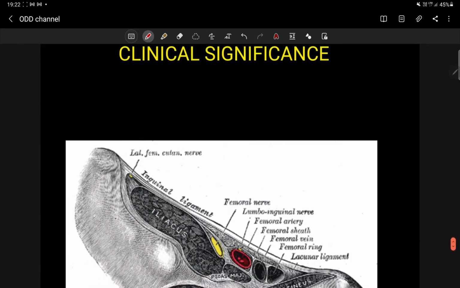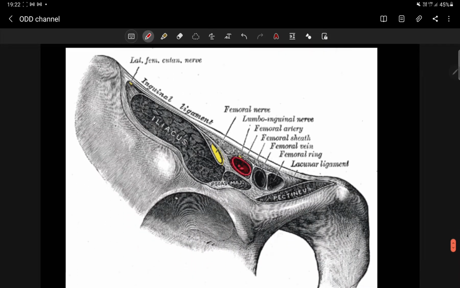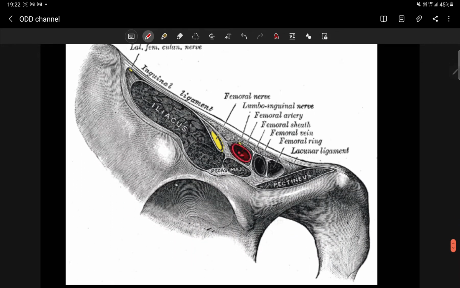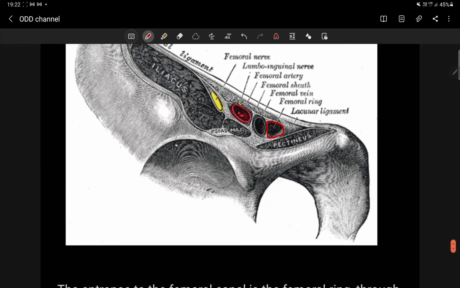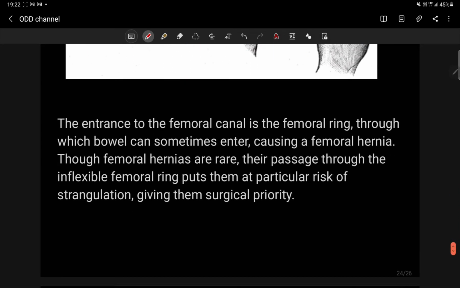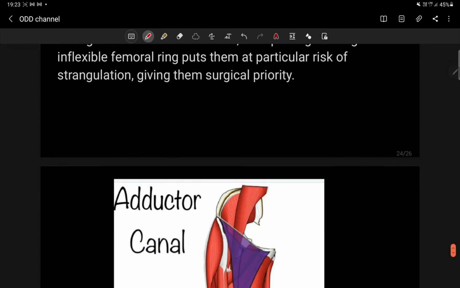Now the clinical significance is that the most proximal part of the femoral canal is known as the femoral ring, and through this the femoral hernia occurs, which is in itself not a very common entity, but any bowel that passes out through this femoral ring can potentially strangulate.